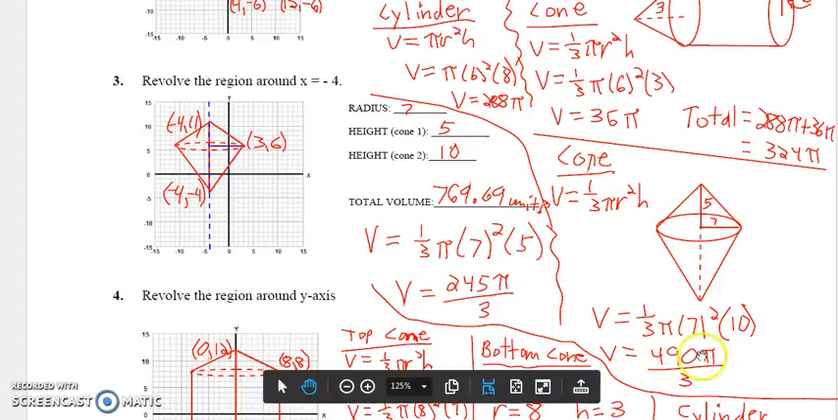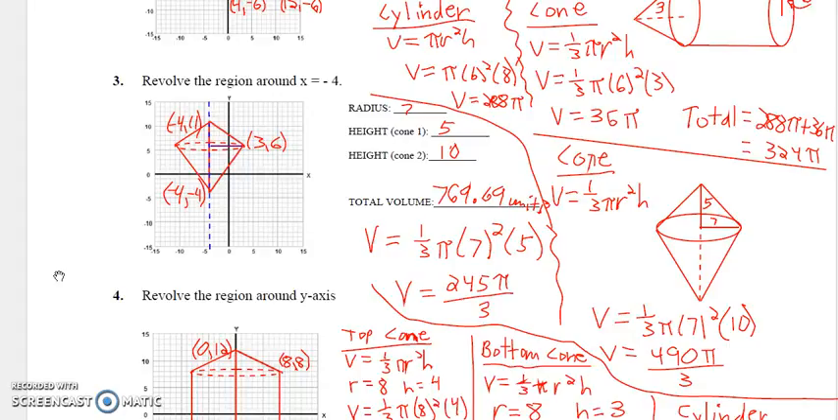This is what I get here. This is what I get here. And I'm going to add them up to get this total volume. If you want to see any help on how to type those into the calculator, see the earlier videos in this chapter where I kind of demonstrated how to do that on the calculator.